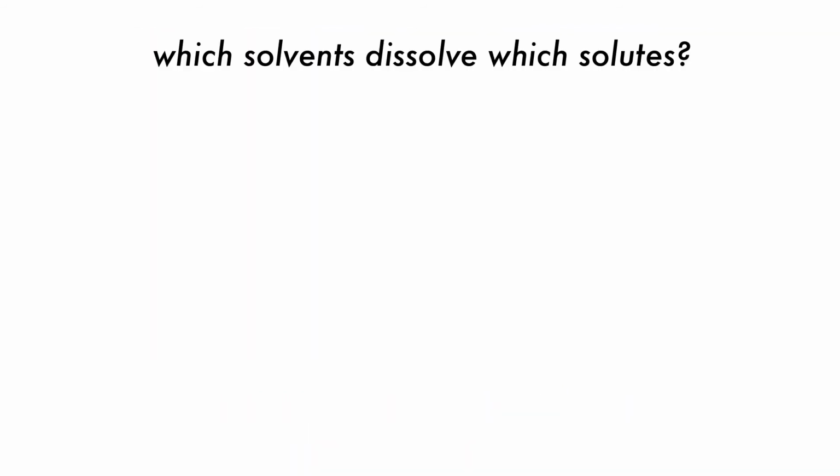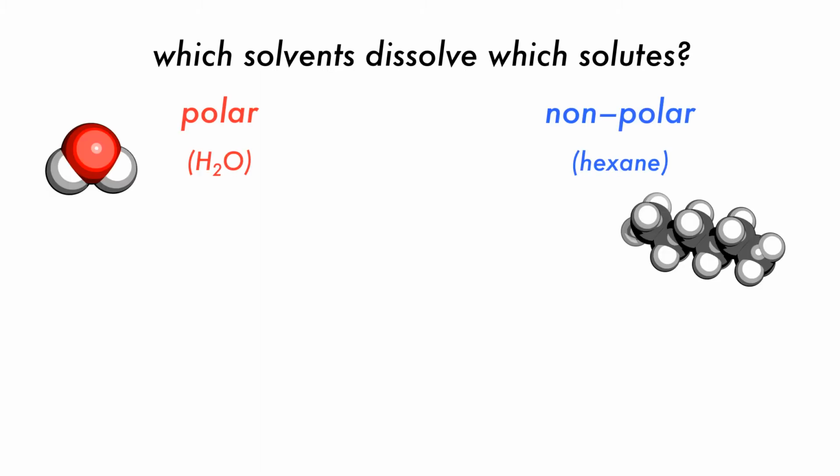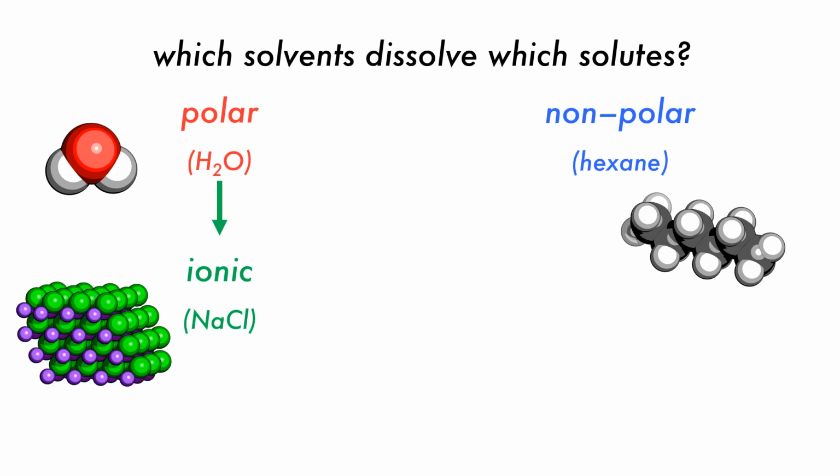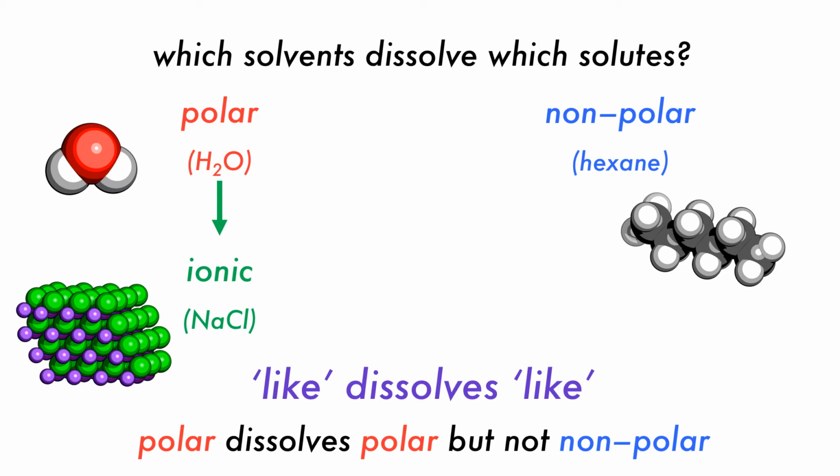When studying solutions, a question quickly arises: which solutes will dissolve in a particular solvent? In general, substances can be broken down into two general types, polar and nonpolar, with ionic compounds being a form of highly polarized molecule. This leads to the adage, like species dissolve like. Polar solvents will usually dissolve polar solutes, but nonpolar will usually not, and vice versa.